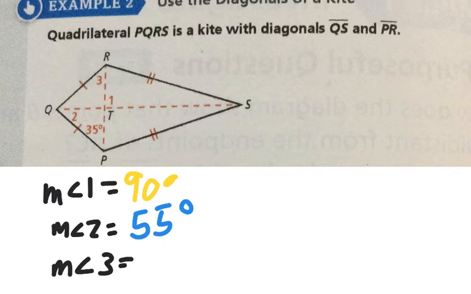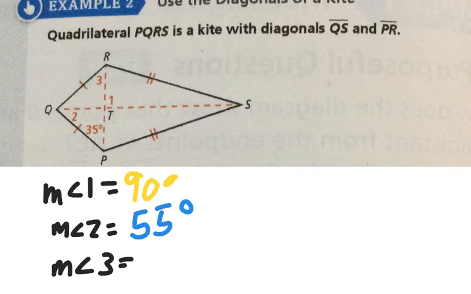Okay, now let's look for angle 3. Why? Because QS splits the entire thing, and if you fold it, it's a line of symmetry. P and R are the same thing. Okay, that makes sense.